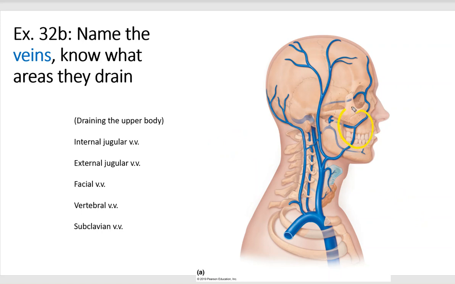Facial veins, okay, that makes pretty much easy sense. Same thing as facial arteries. Vertebral veins, same thing, going down through the vertebrae, through those transverse foramina of your cervical vertebrae. And subclavian, I'll do that in blue. Subclavian is going to be this arc underneath of the clavicle.